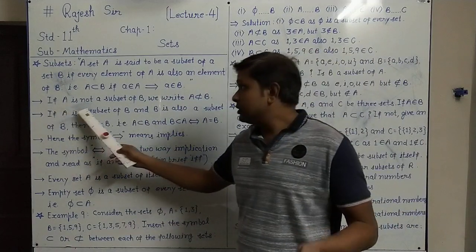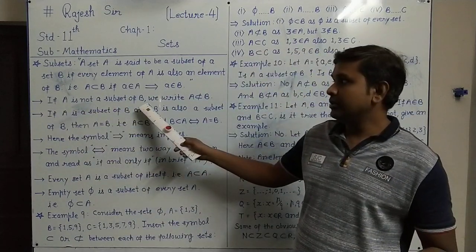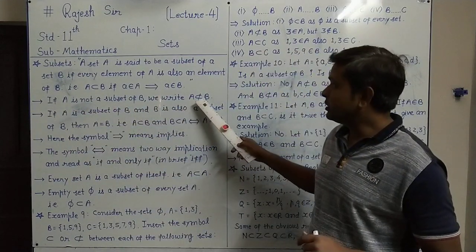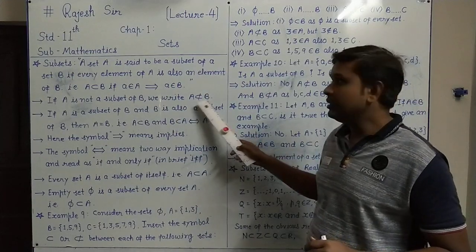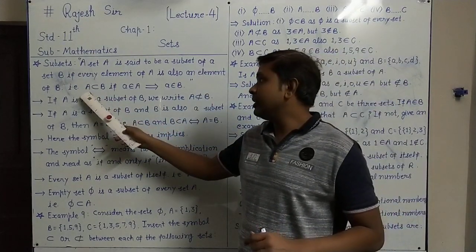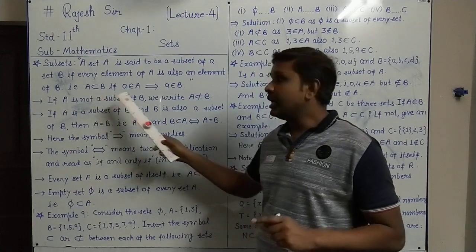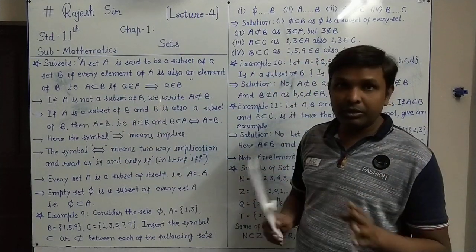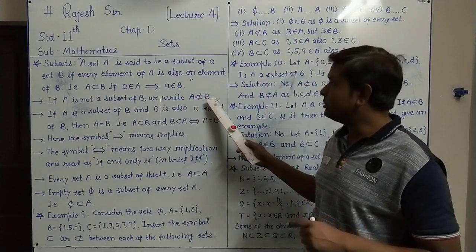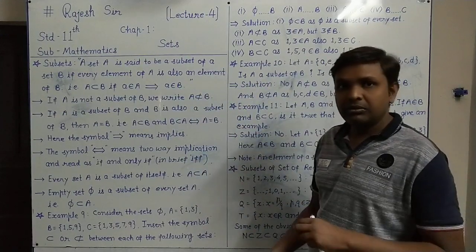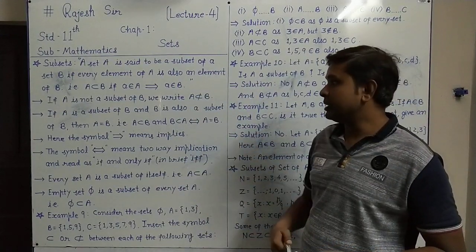If A is not a subset of B, we write A ⊄ B. This is the sign of not subset. The subset sign is this way: A ⊂ B if it is a subset. And if A is not a subset of B, we write A ⊄ B, crossing this subset sign.